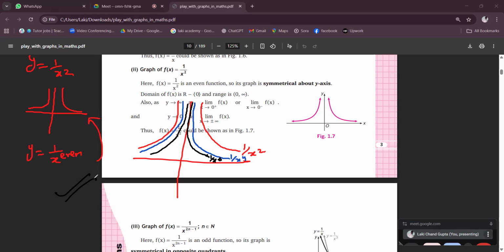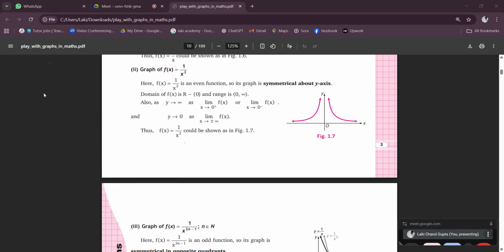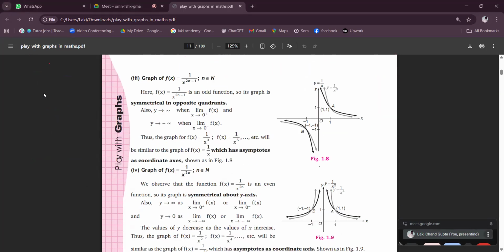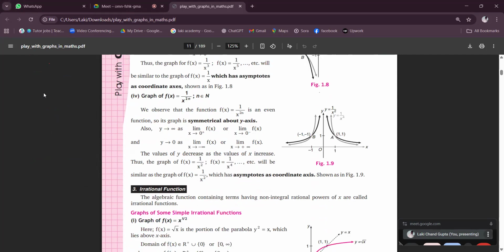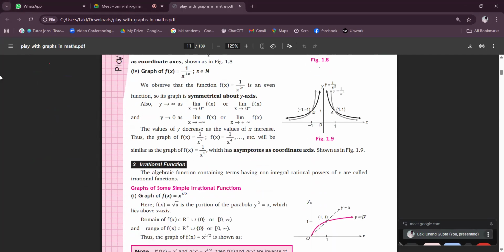Noted? Understood? So this graph is what? Symmetrical about the y-axis, right? I already told you this, right? I just told you, 1 upon x raised to even.